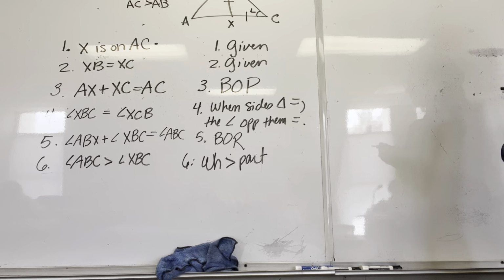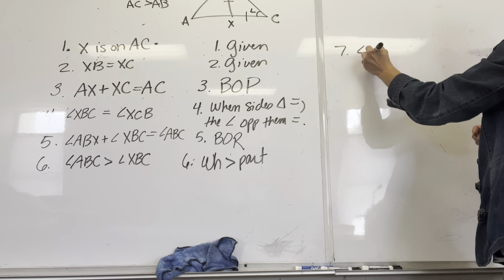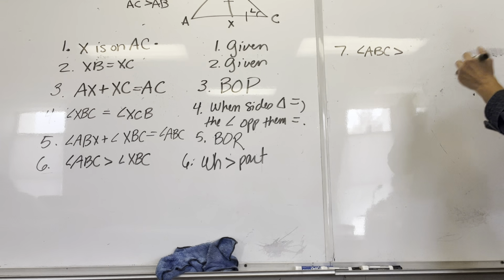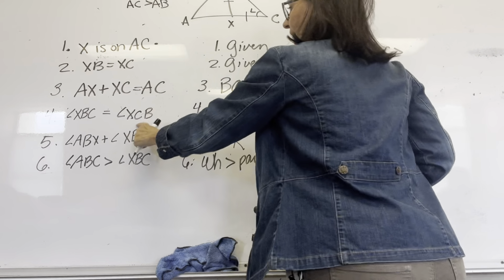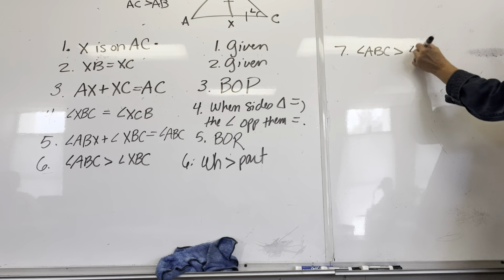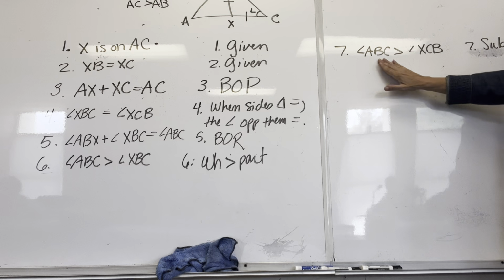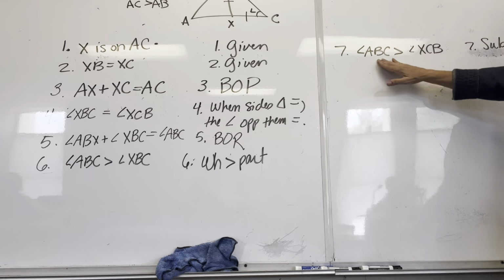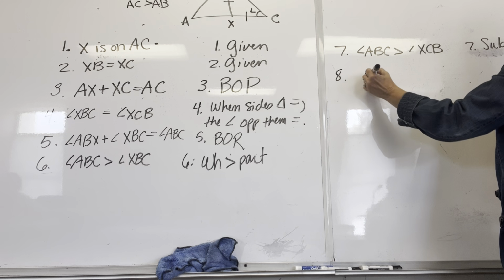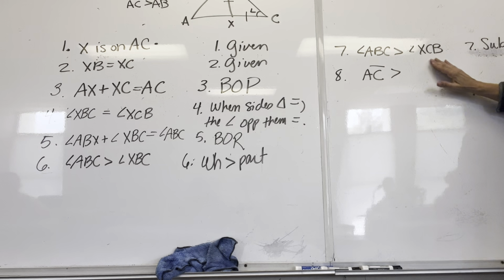Don't you substitute? Yes. Then angle ABC is greater than XCB. What are we doing? Substitution. Now do we have it? Yeah. What's opposite ABC? AC. So AC is greater than, what's opposite XCB? AB.